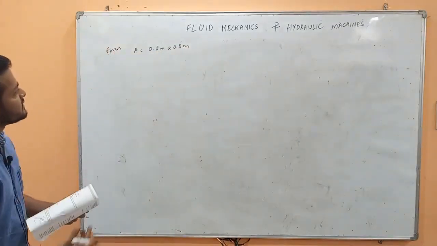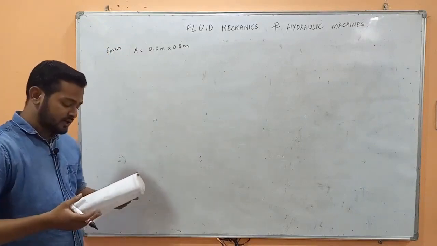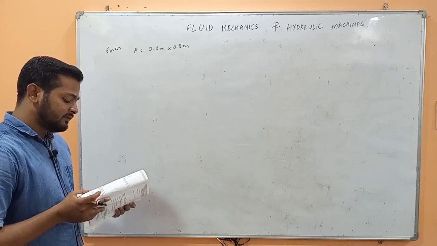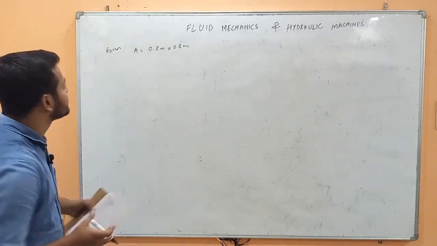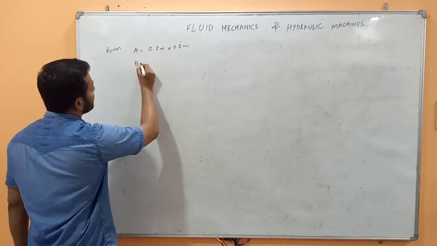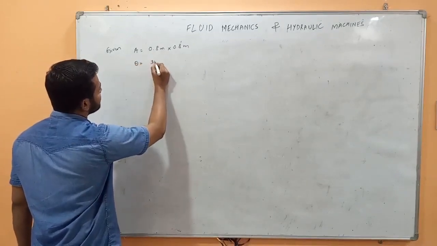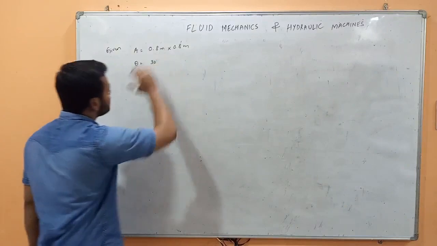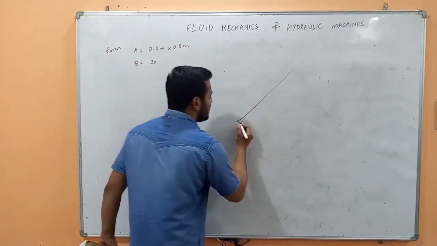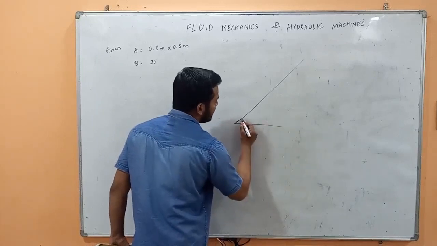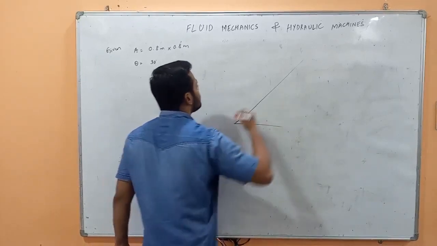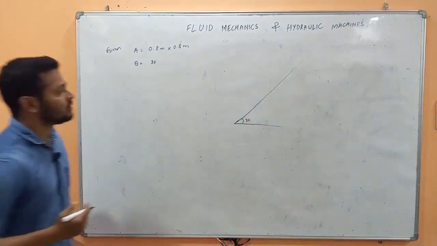So there is a plate which has an area of 0.8 meter by 0.8 meter, on an inclined plane with an angle of 30 degrees. This plate is on an inclined plane which is at an angle of 30 degrees. So this plate is not on a horizontal surface, this plate is on an inclined plane. So this inclined plane is at an angle of 30 degrees with the ground. So we have a plate on this, not on the ground.